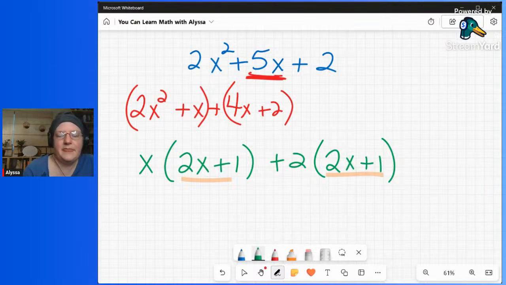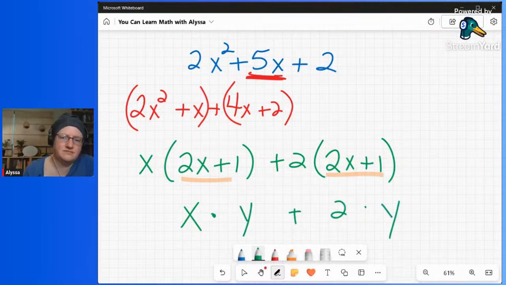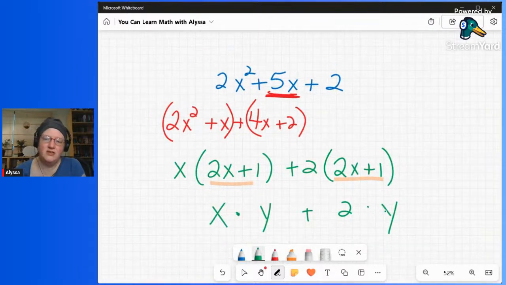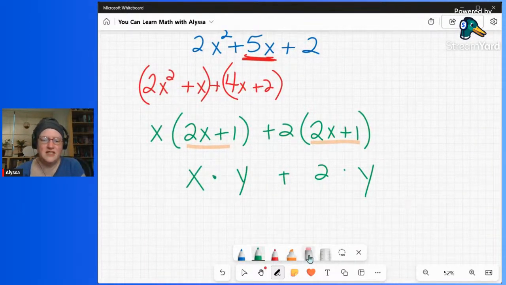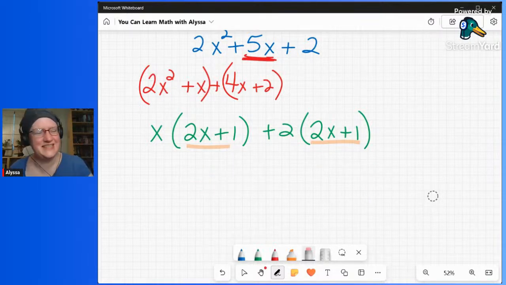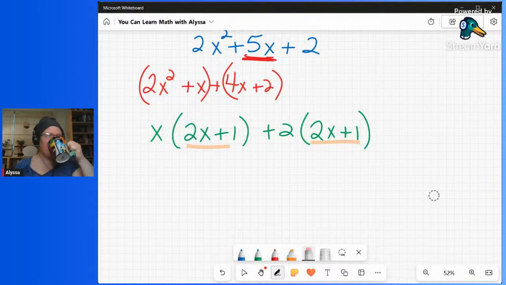So let's say I had x times y plus 2 times y. I said real numbers. I'm putting a variable in place of the 2x plus 1. All right, so x times y plus 2 times y. Right? You know what? I'm rethinking this as I'm doing it. Let's do it even a little different. Let me show you a little different way. Okay. Use all numbers, no variables.